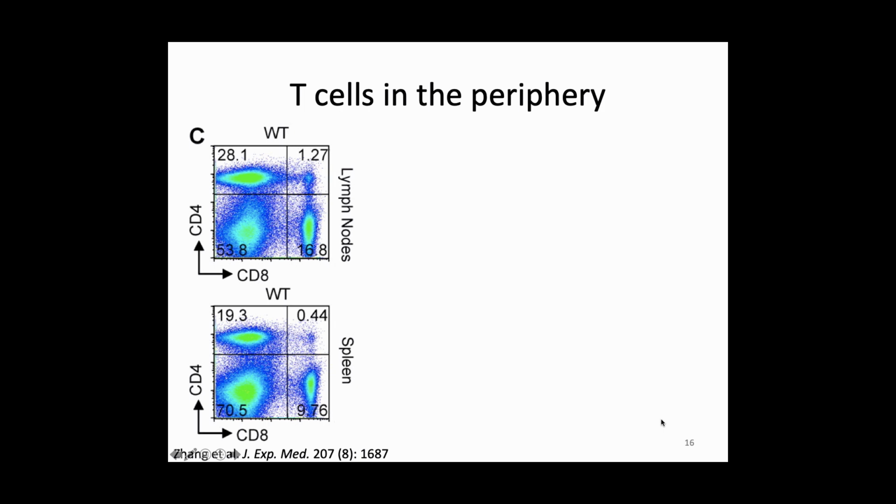So no double positives, lots of each of the types of single positives. There also can be a question of whether or not there are double negatives. In these plots, you see double negatives. In these plots, we are looking at all of the lymphocytes in the lymph node or all of the lymphocytes in the spleen. So those double negatives might be B cells or NK cells or something like that.